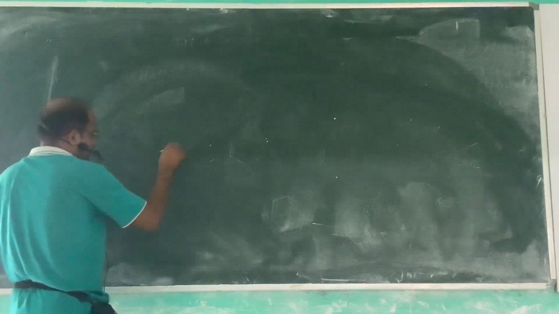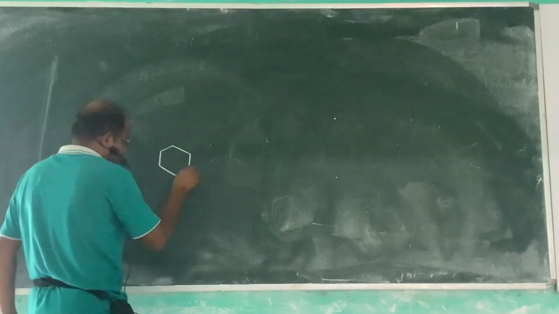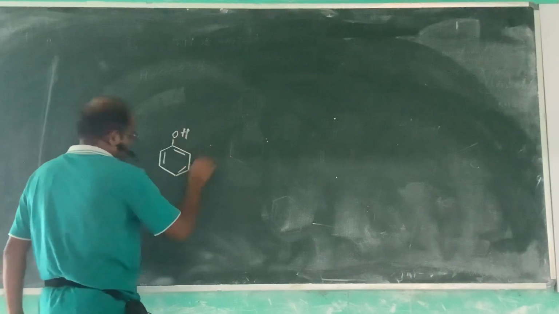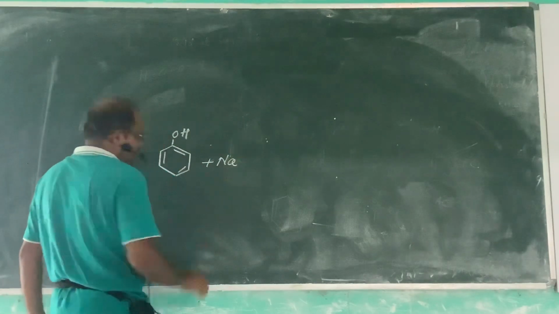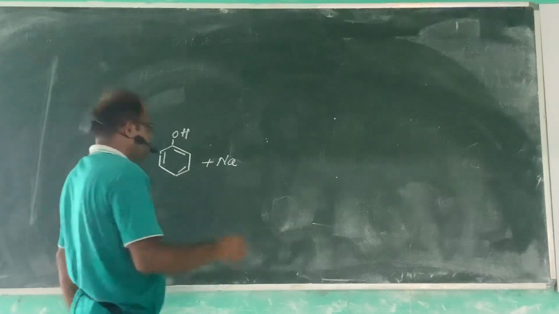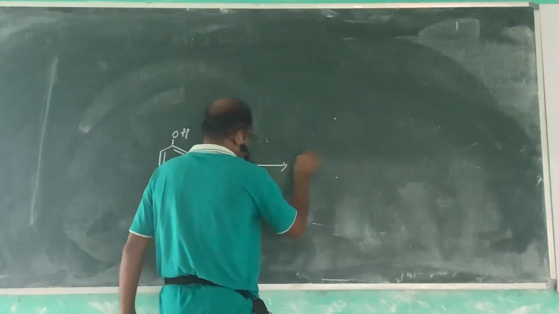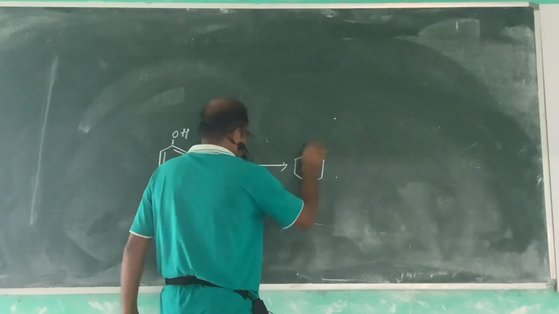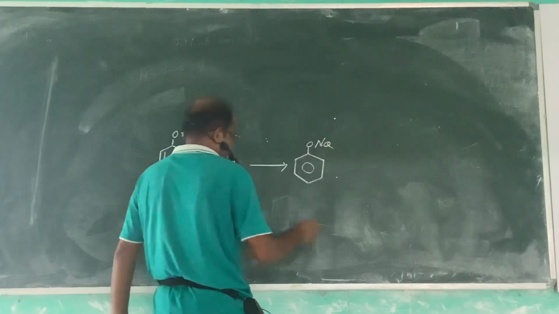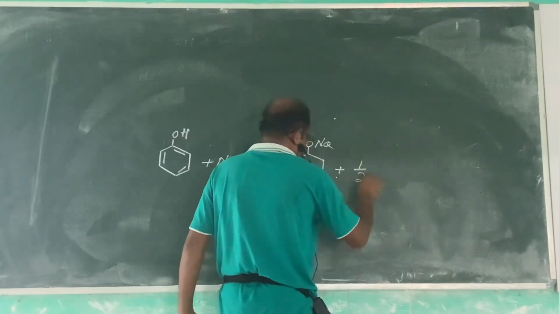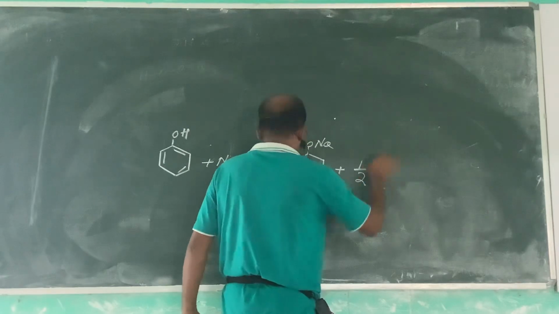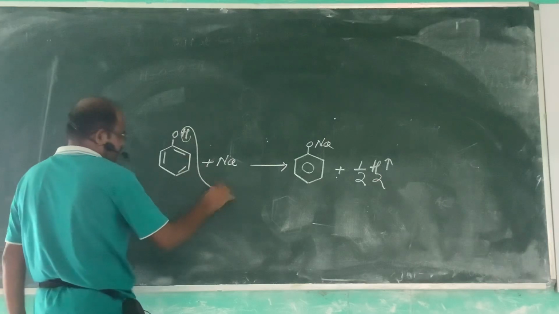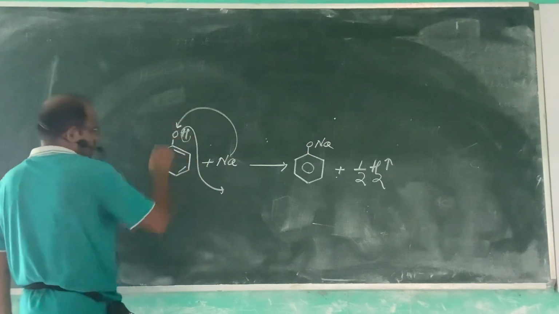When phenol reacts with sodium or potassium metal, it gives sodium phenate plus H2 gas. That means here the hydrogen atom of phenol is replaced by sodium metal.